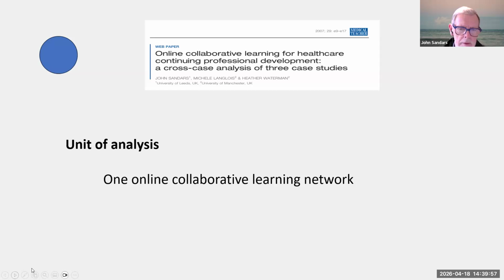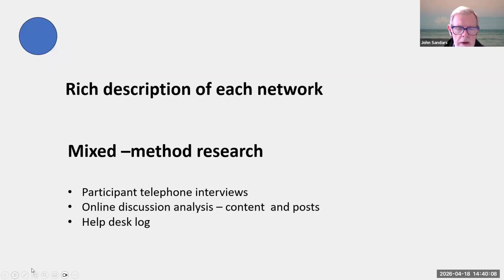We set them up, and for each of them I started to look in great detail at what worked and what didn't work. I also provided a rich description of each network. Each network was different. They had different groups of participants and were in different parts of the country. Although there were 2 in Manchester, they were in different areas of Manchester. And they were set up differently as well.